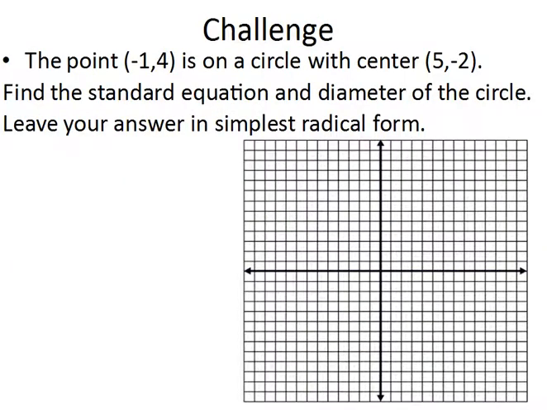Alright, challenge problem. I'm not going to do this one for you, but maybe you can try it and ask me if you did it correctly. It says the point negative 1, 4 is on a circle with center 5, negative 2. So there's your h and k. It says find the standard equation and the diameter of the circle and leave your answer in simplest radical form. So if you get a chance and you'd like to try this one out, let me know if you think you got it right. Alright?